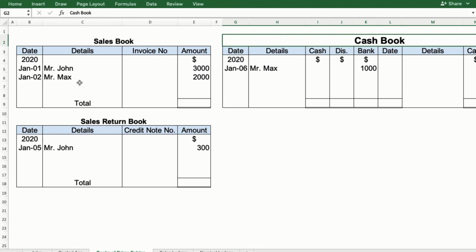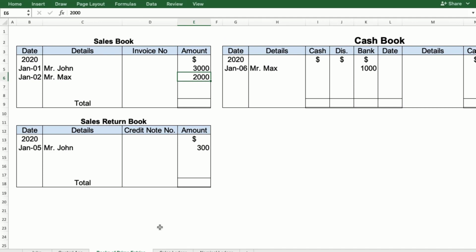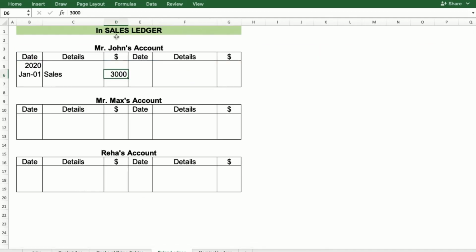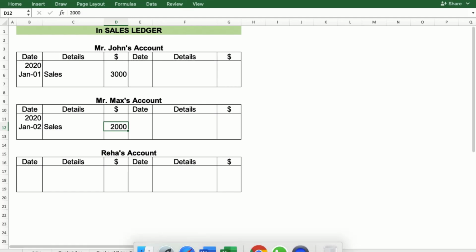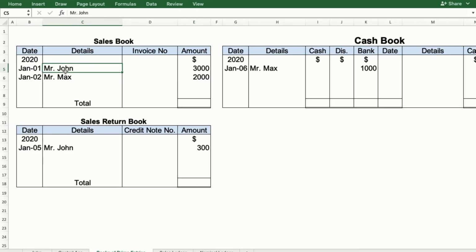Next we can see we sold goods to Mr. Max on Jan 2nd, $2,000. So again there will be an increase in asset, trade receivable. And increase in asset means debit. So in the sales ledger, we will record this transaction in the account of Mr. Max. On the debit side, 2020 Jan 2nd, and I will put the money, $2,000. And here I will write the name of the opposite account, sales. So we have done posting in Mr. John's account and Mr. Max's account.